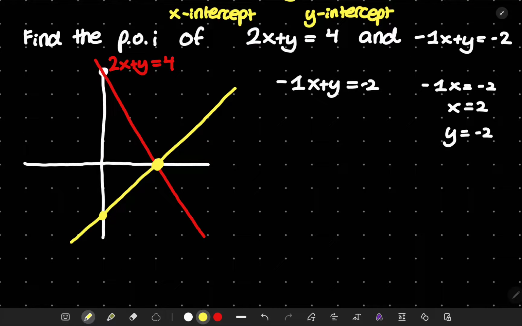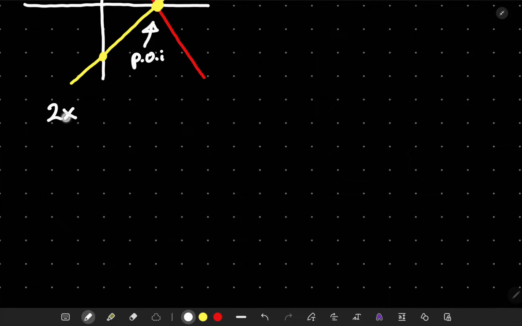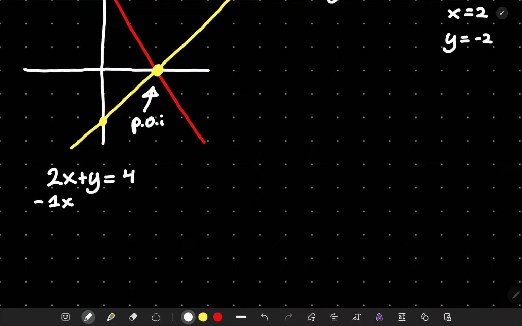Now, you already see where the point of intersection is. This is the POI. So we know the answer. We just need to figure out how to get there. To that, let's look at these two equations a little bit more carefully. 2x plus y is going to equal 4. Well, negative 1x plus y equals negative 2.